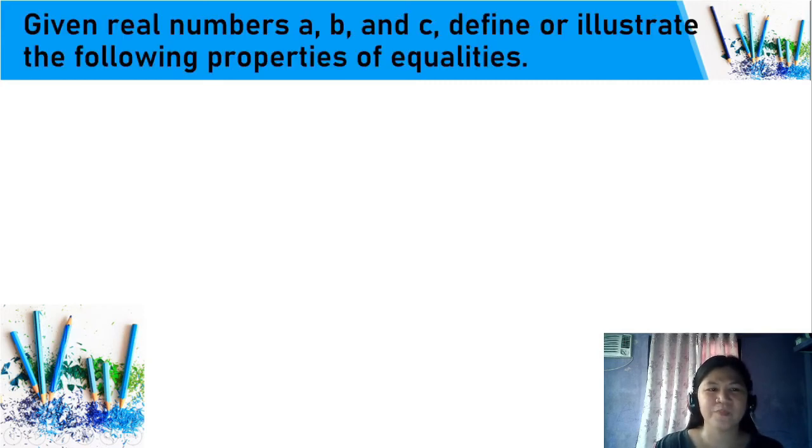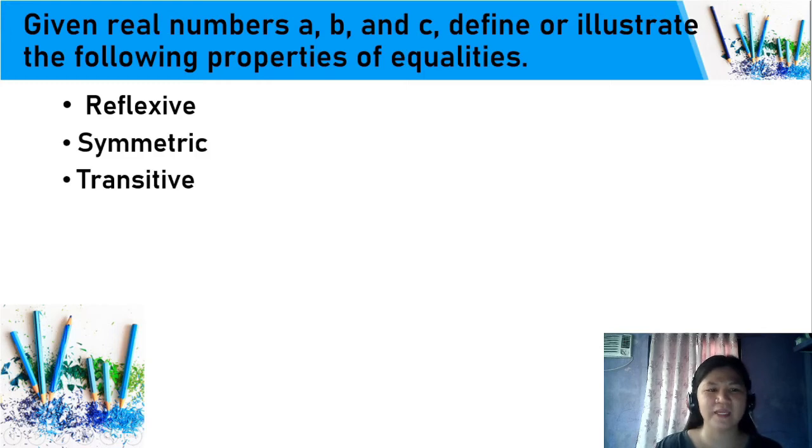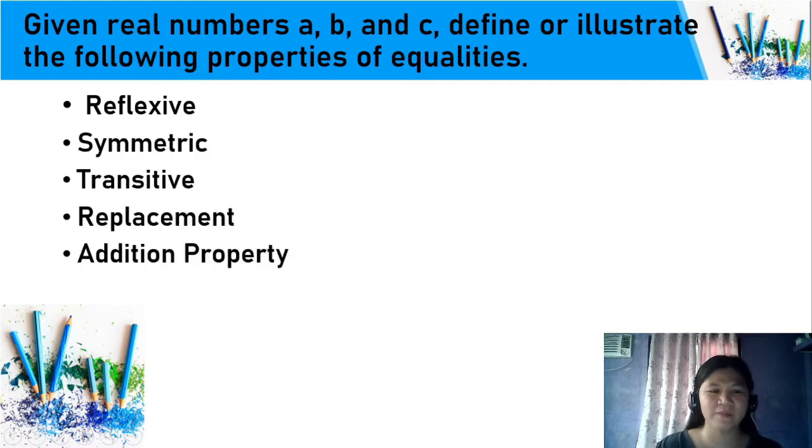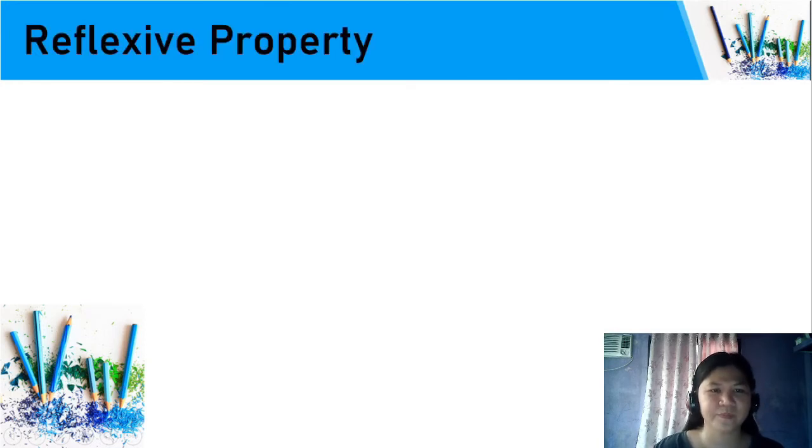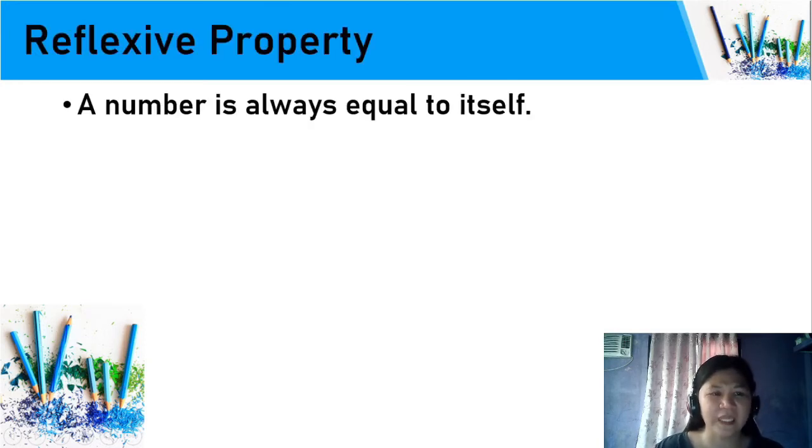Okay, another. Given real numbers a, b, and c, define or illustrate the following properties of equalities: reflexive, symmetric, transitive, replacement, addition property, multiplication property. So I think we have already discussed this in our plane geometry subject, and I hope that you could still remember those properties.